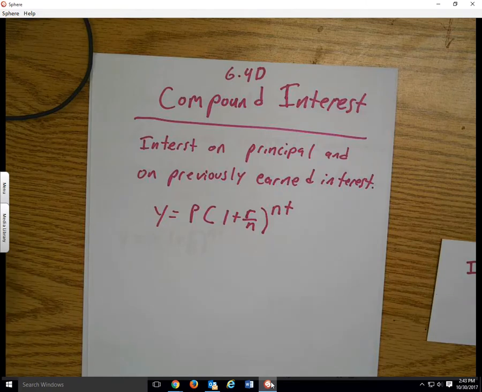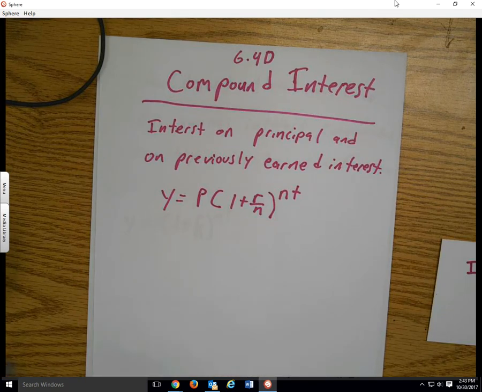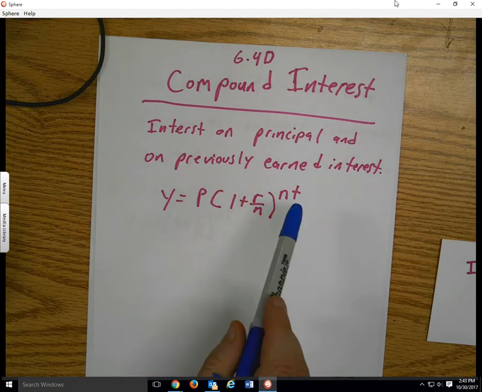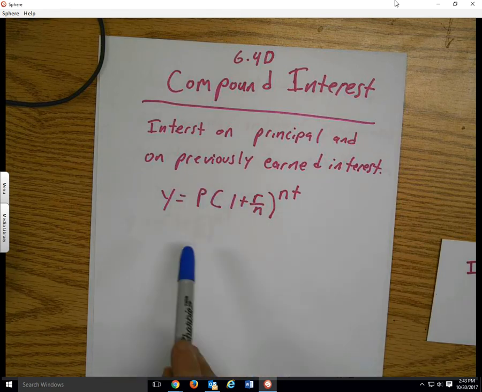Okay, so let's talk about another type of exponential function called compound interest. That's when you earn interest on principal and on previously earned interest. So you're making money off what you put in and also the interest that's being earned. So it's a great way to make a lot of money. It's exponential, so if you want to get rich, you should learn about this.